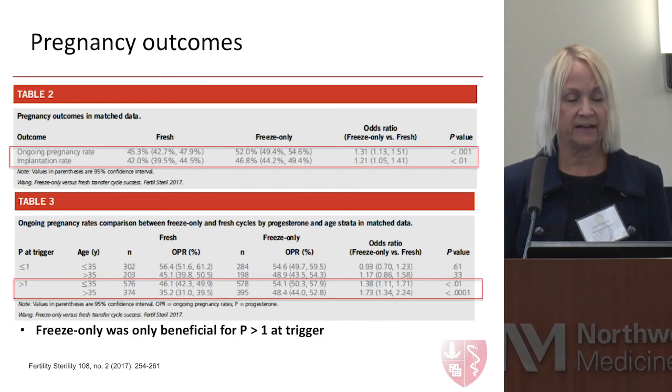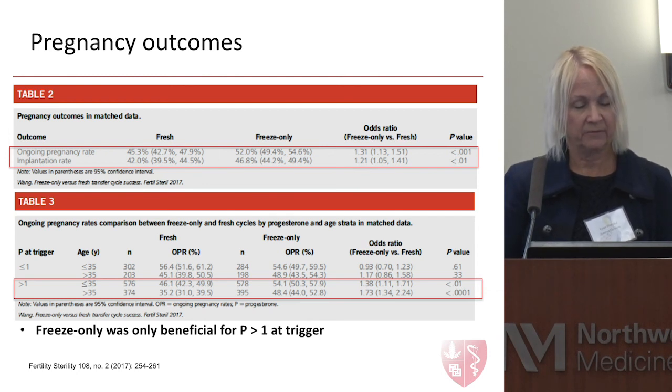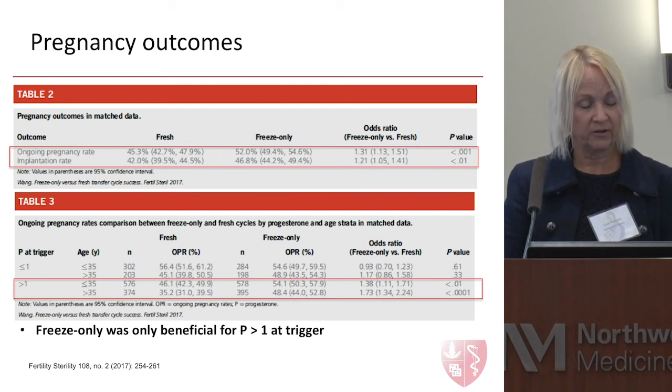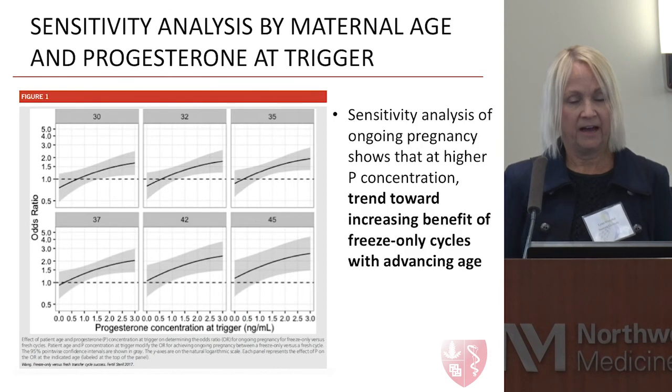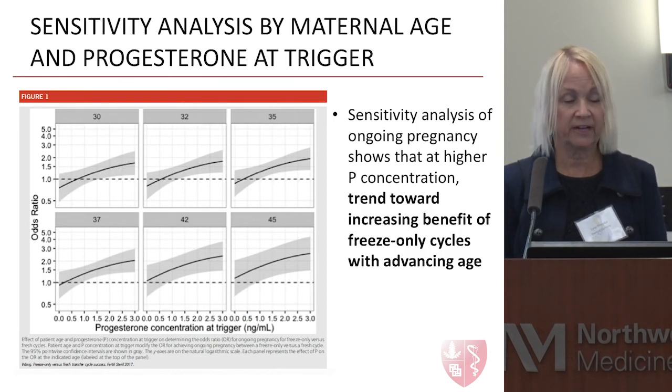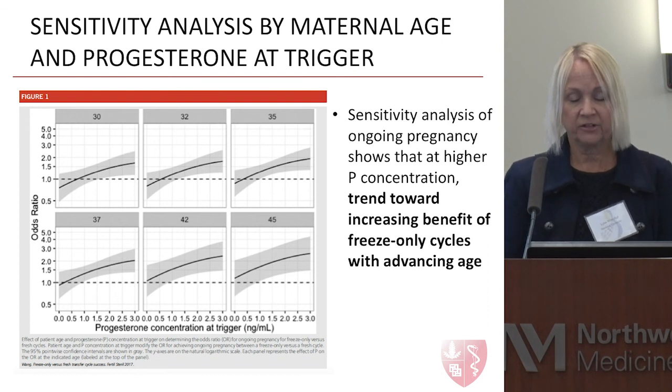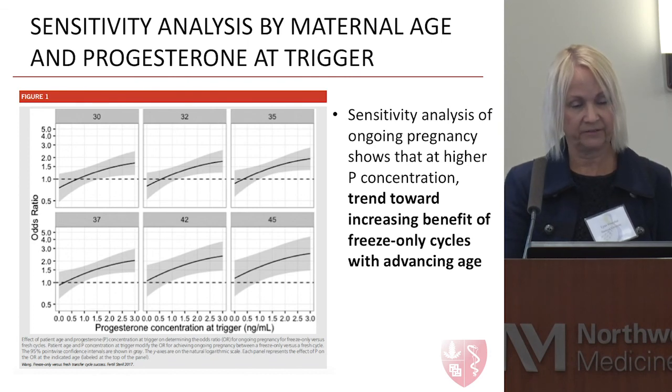And then the pregnancy outcomes, looking at the group overall, we found that the ongoing pregnancy rate was better in the freeze-only group, and also the implantation rate. But then when we separated out progesterone level at the time of trigger, we found that freeze-only was only beneficial when the progesterone level was greater than 1 at trigger. And then we looked to see if maternal age factored into this, and we showed that there was a trend toward increasing benefit of freeze-only cycles with advancing age.